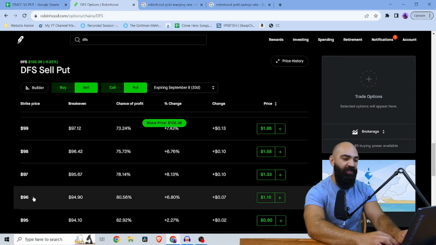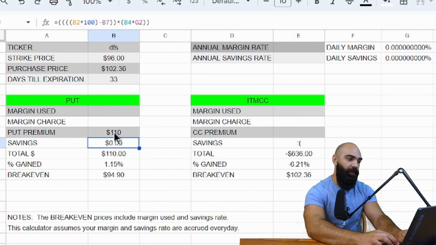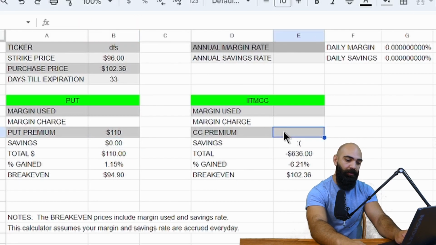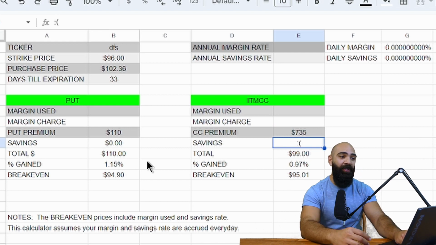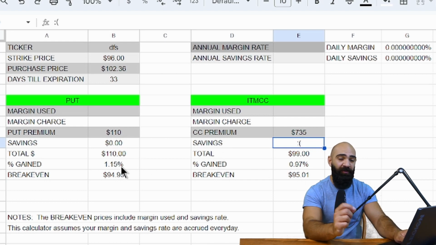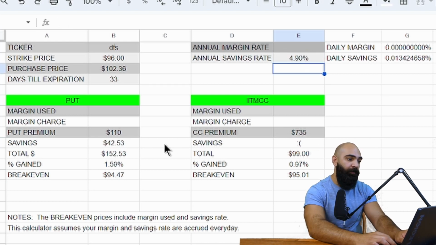Now the put we collect at $96 is $110. And let's leave out the savings rate for now. The call for $96 is $735. Now we can see this scenario with Discover Financial Services. It makes more sense to sell the put versus the in-the-money covered call, regardless of the savings rate. We didn't even type it in. With the savings rate, it completely smashes the in-the-money covered call.